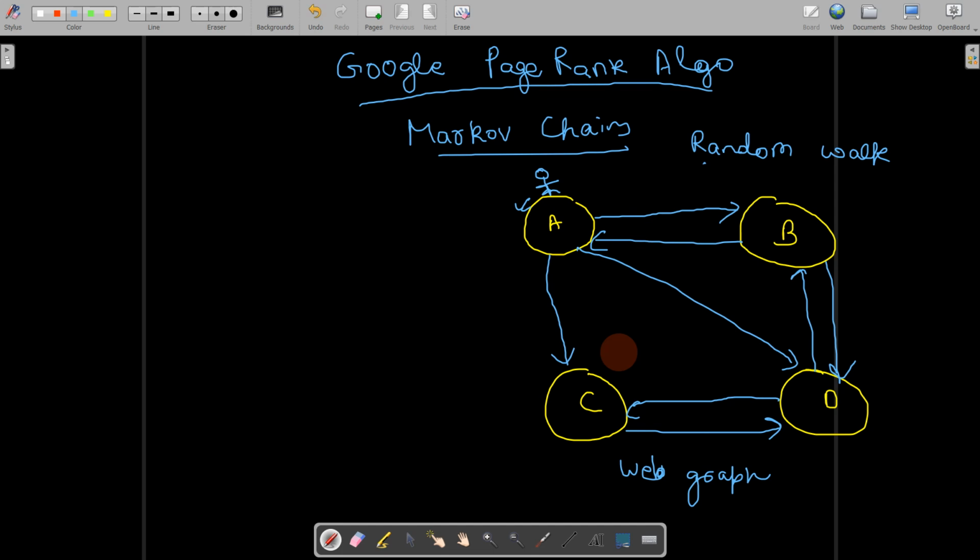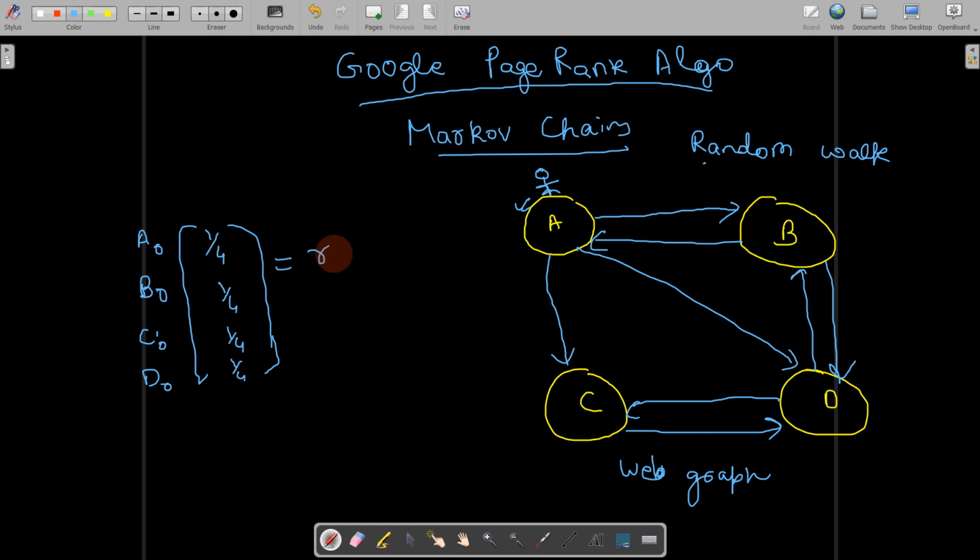So the rank of any web page initially, in the beginning, before visiting any of the web pages, the ranks of our web pages A, B, C, D, I will write as A naught, B naught, C naught, D naught. These are the ranks initially. As we have 4 web pages, we will give rank 1 by 4 to each: 1 by 4, 1 by 4, 1 by 4, 1 by 4. So this is our initial rank R naught.